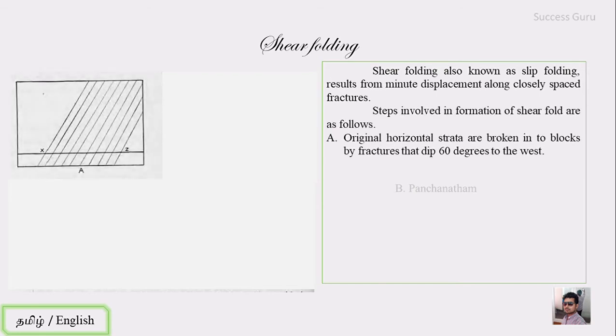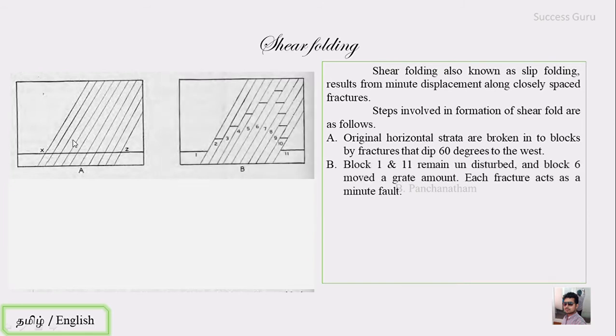The first one is that there are horizontal strata that are broken into blocks by fractures that dip at 60 degrees to the west. So figure A shows the setup which is explained here. This is a horizontal strata, and it has been fractured at 60 degrees, that is dipping to the west side. Okay.